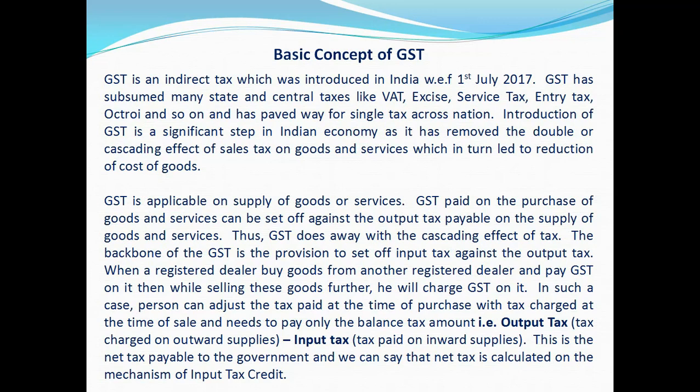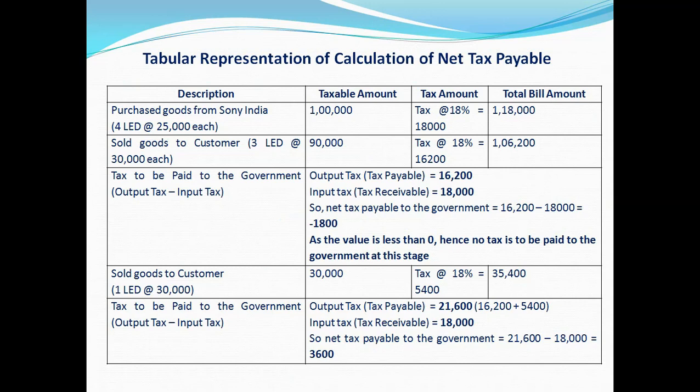One more term that arises here is net tax payable. Net tax payable is the output tax, that is tax charged on output supplies, minus input tax, that is tax paid on inward supplies. This is the net tax payable to the government, and we can say that net tax is calculated on the mechanism of input tax credit, that is ITC. So the basic mechanism, you can say the backbone of GST, is its provision to set off input tax against the output tax. On the screen, you can see a tabular representation of calculation of net tax payable.